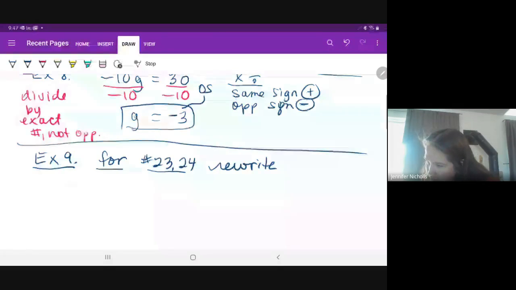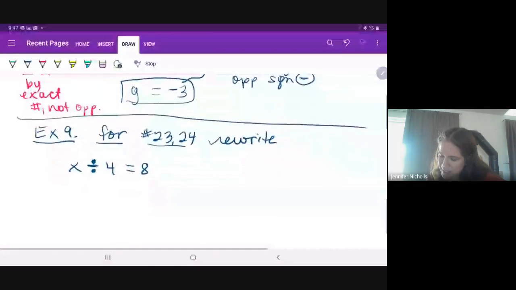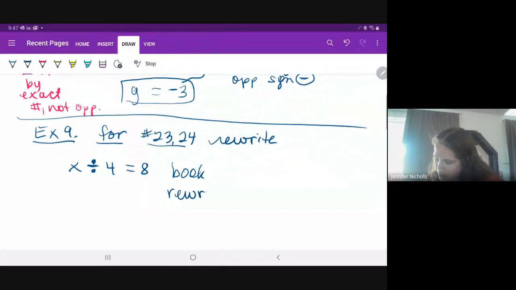So it says x divided by 4 equals 8. Okay, but you guys, this is the book. So write book and then put rewrite. You guys, they never write the questions like that in high school. So I don't know why the textbook did it that way, but a division in high school is written this way instead.